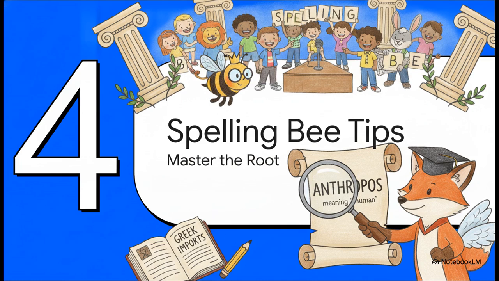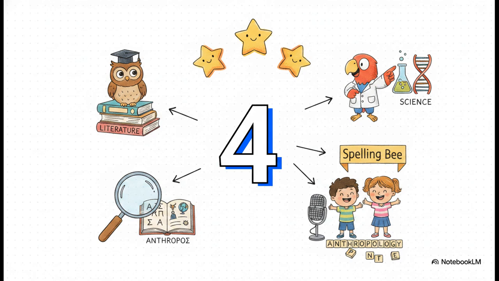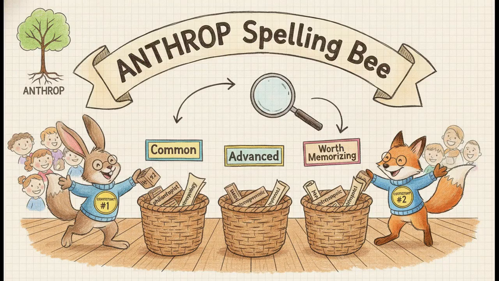Because understanding the meaning is only half the battle. Spelling these Greek imports is a whole different beast. We give this root a solid 4 out of 4 star rating. Sure, it might not be as basic as bio and geo, but it is absolutely essential for advanced vocabulary building. It is incredibly common and highly useful. You are basically guaranteed to meet it in science class, in your literature reading, and absolutely on the spelling competition stage. To get you competition ready, we sort these into baskets.